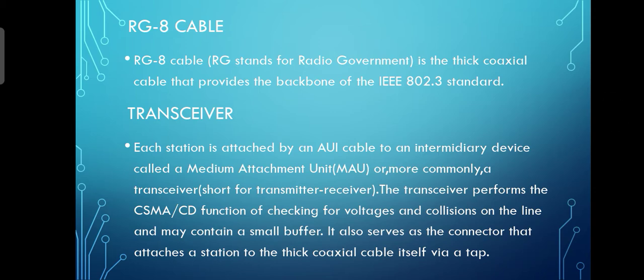Transceiver, short for transmitter-receiver. Each station is attached by an AUI cable to an intermediary device called a medium attachment unit, MAU, or more commonly a transceiver. The transceiver performs the CSMA/CD functions of checking for voltages and collisions on the line and may contain a small buffer. It also serves as the connector that attaches a station to the thick coaxial cable itself via a tap.